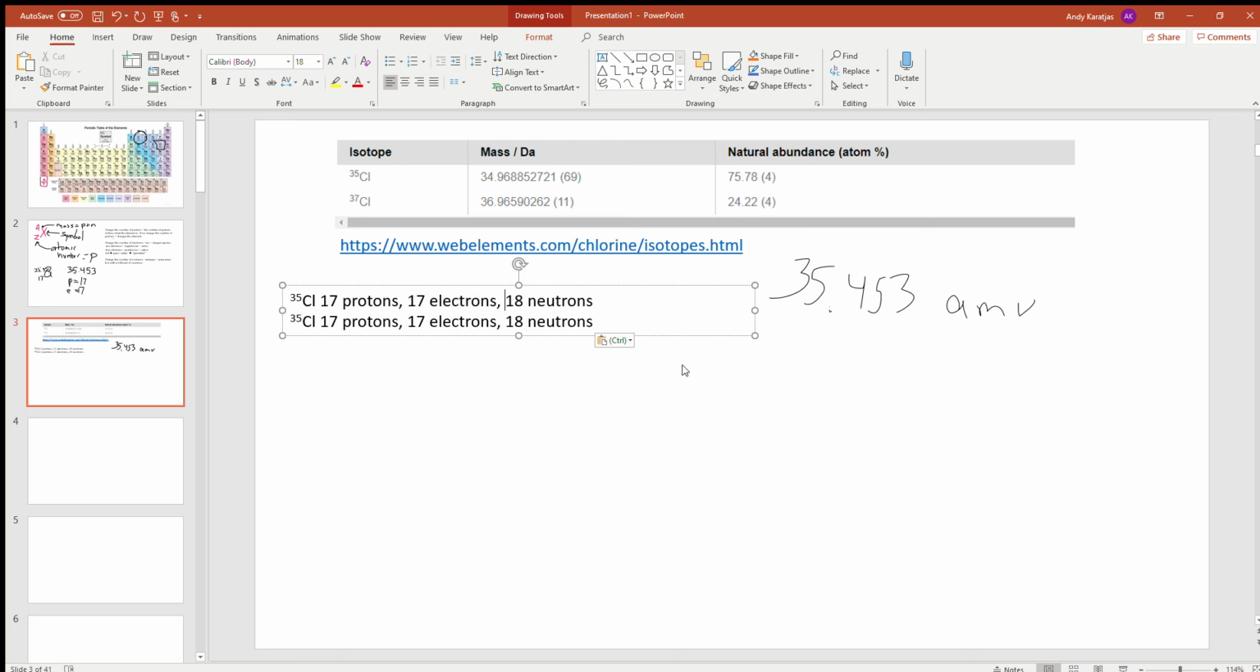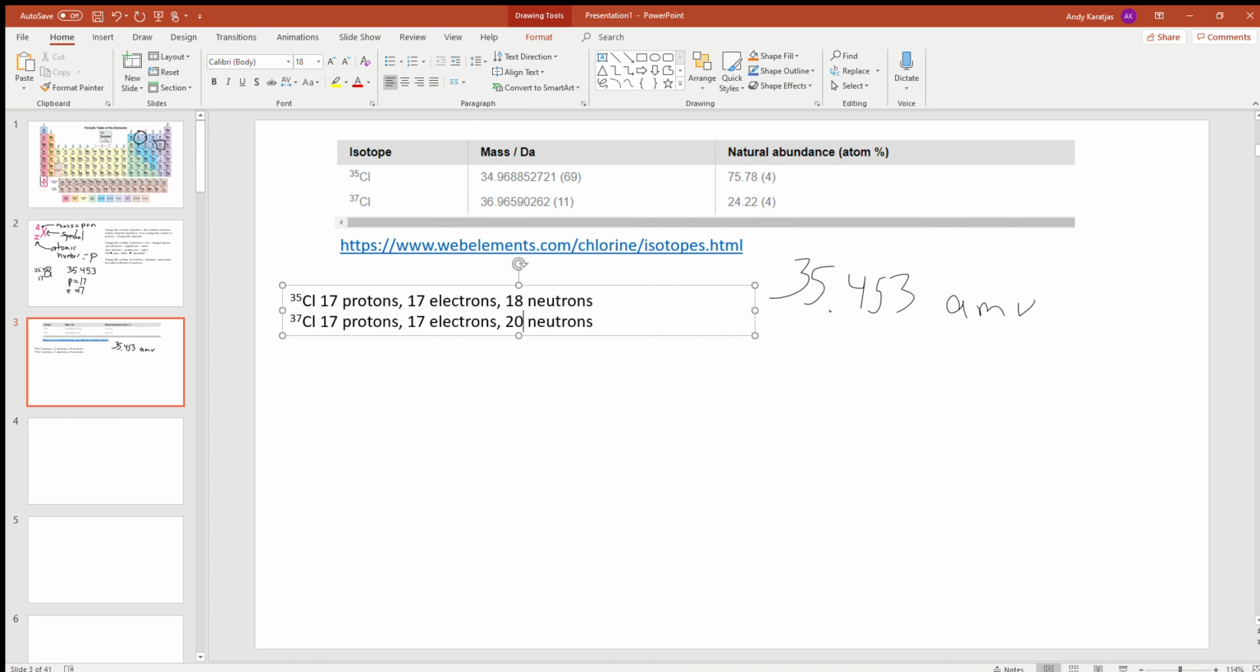When we go up to chlorine 37, the only thing that can change here are the number of neutrons. So here we have 20 neutrons. Again, 20 plus 17 gives us 37. Again, we know it has to be the number of neutrons that change, because if we change the number of protons, then we change what element we have. If we change the number of electrons, electrons have such small mass that it wouldn't affect the mass of the atom. So it has to be the number of neutrons that changes.